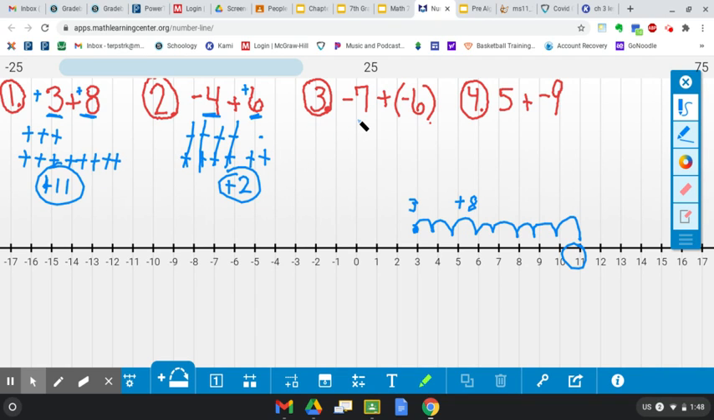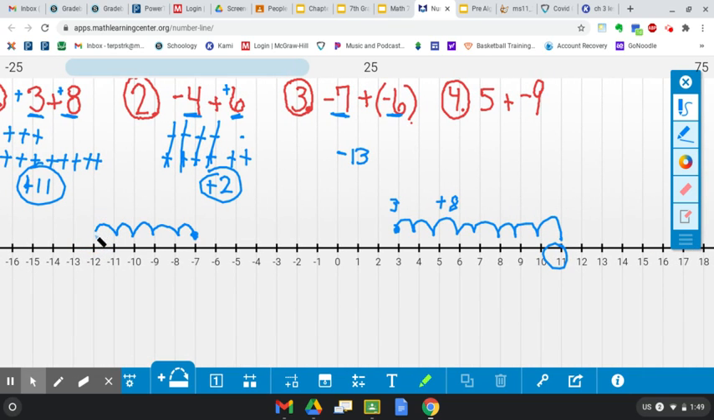So number 3, we have negative 7 and negative 6. So same sign, both negatives. I can add these values together. Negative 7 and negative 6 is 13. Since they're negative, my sign would be negative. I could look at it on the number line, start at negative 7, and then I'm adding a negative 6, which means I'm going to the left. 1, 2, 3, 4, 5, 6. But there we go. Negative 13 would be our solution.